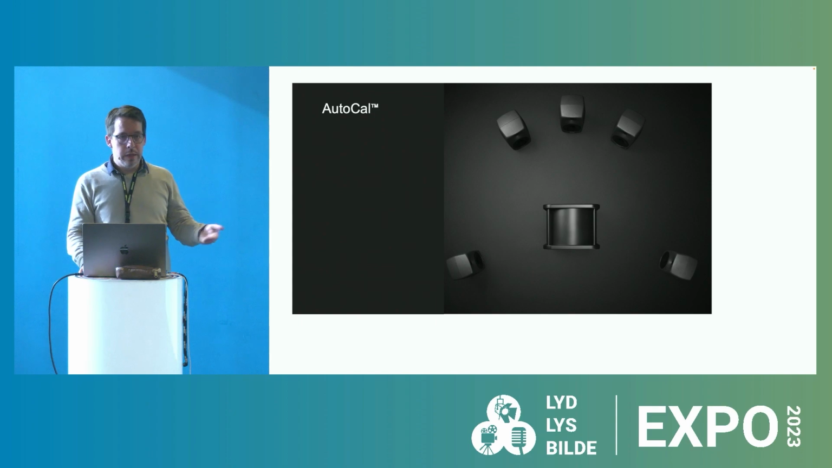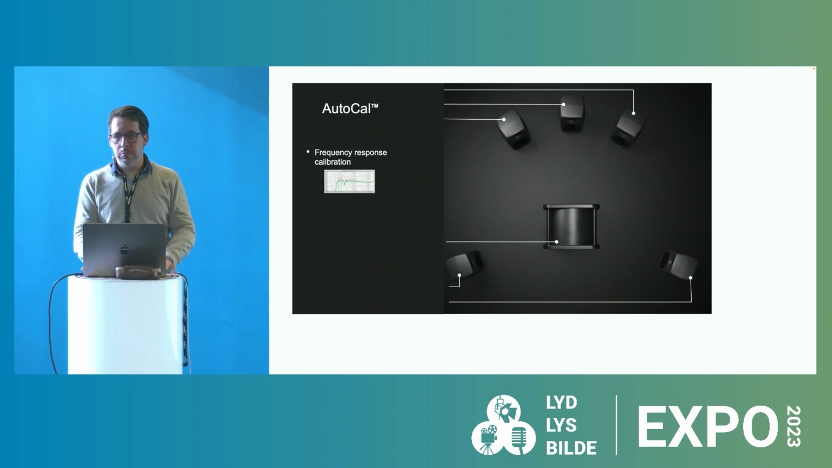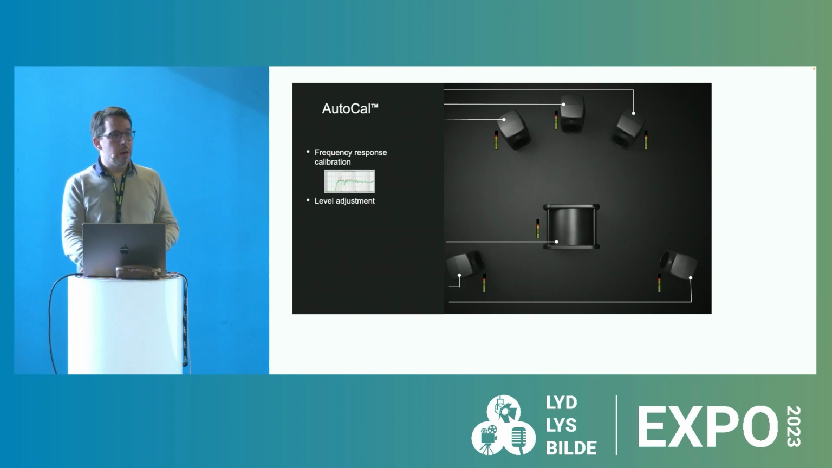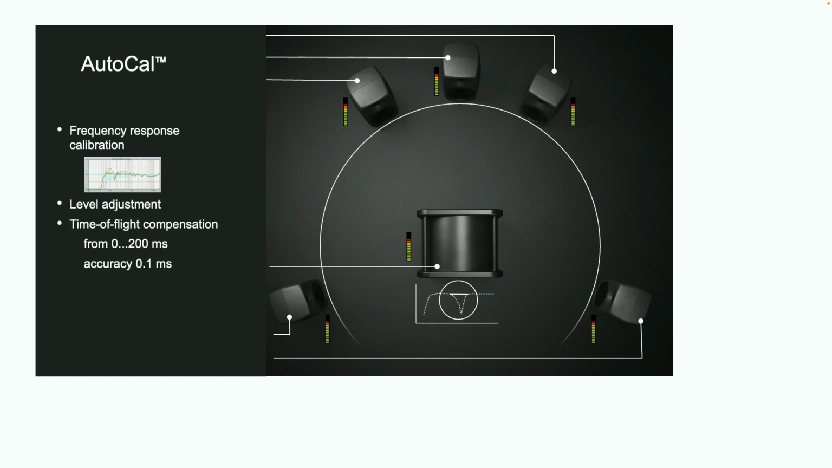So what are we doing in this calibration? First of all, we do a frequency response calibration. That's good. But much more important, especially when it becomes immersive, is level adjustment. When you think about working in immersive, or even in 5.1, you have to make sure that every speaker is reaching your listening position at the same volume. Otherwise, the whole acoustic picture would be falling into one side or another. And every speaker has to reach the listening position at the same time.